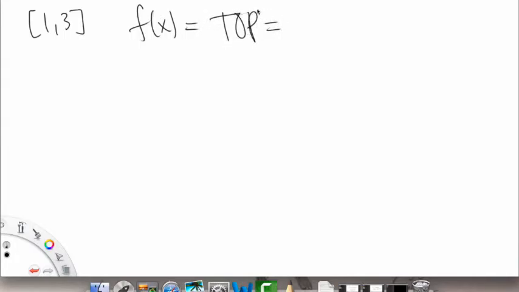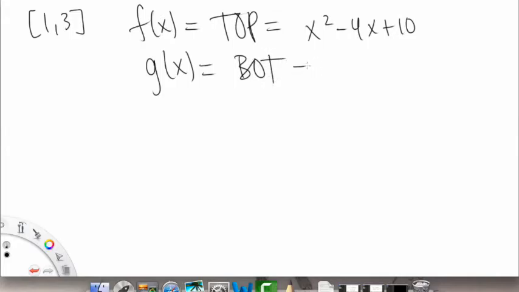So we're trying to find the area of the region between f of x and g of x on the interval from 1 to 3. So we've deduced that f of x is our top function, so I'm going to write top here. So that's going to equal, we're just going to take our normal function that we were given, right? And here I just like to organize my information. And then for bottom I usually write bot, so top, bot, right?